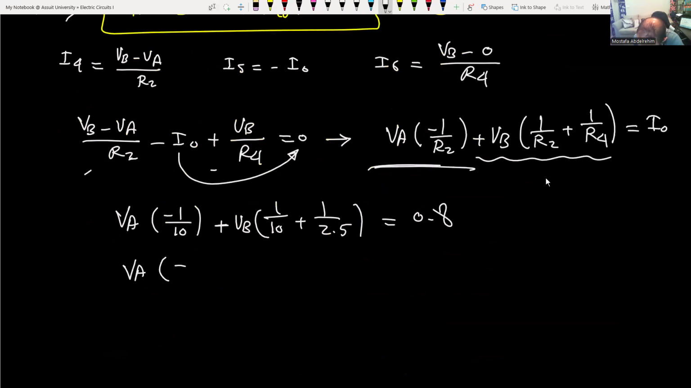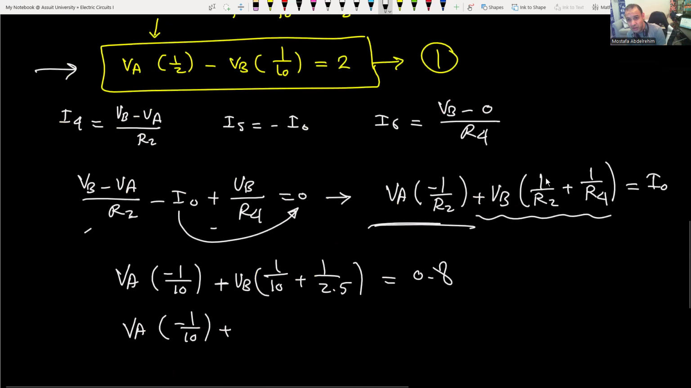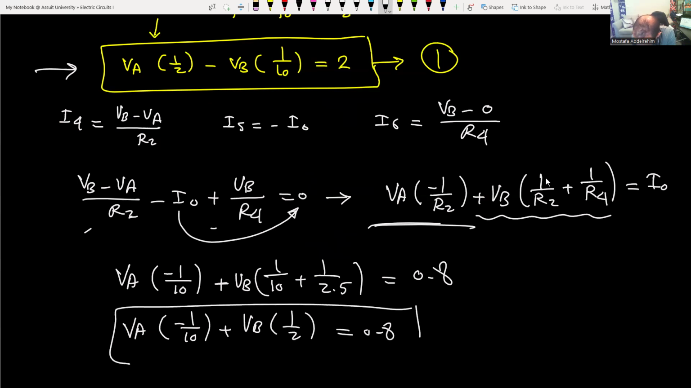So VA multiplied by minus 1 over 10, plus 1 over 2.5 can be, if we multiply numerator and denominator by 4, 4 divided by 10. 4 multiplied by 2.5 is 10. So it's going to be 1/10 plus 4/10. It's 5/10, 5 over 10 is half. So, I forgot VB here. VB times a half, equal to 0.8. And we put this in a rectangle like that. And this is the second equation in our two unknowns, VA and VB.